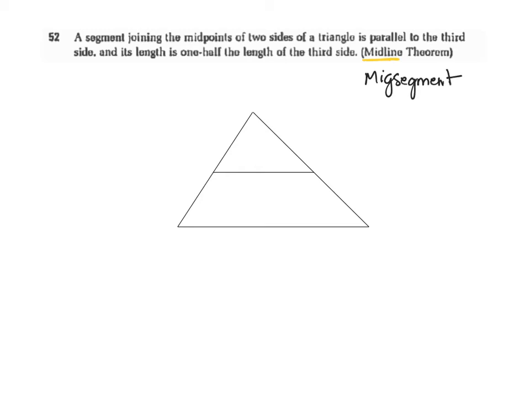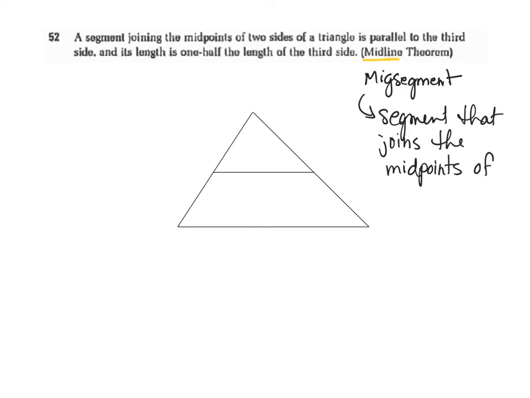The midline or mid-segment is the segment that joins the midpoints of 2 sides of a triangle. So what I have drawn up here is the mid-segment. From here to there. That is the mid-segment. It joins the midpoints of 2 sides.